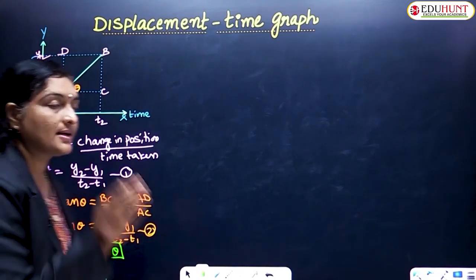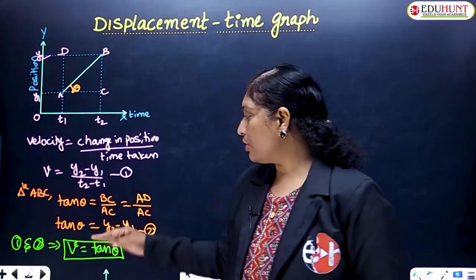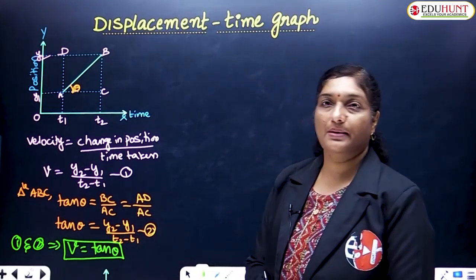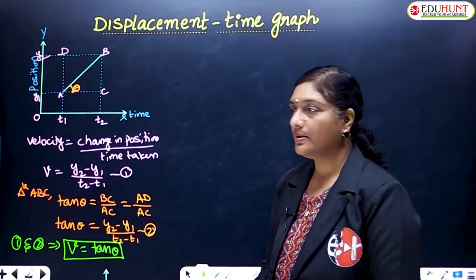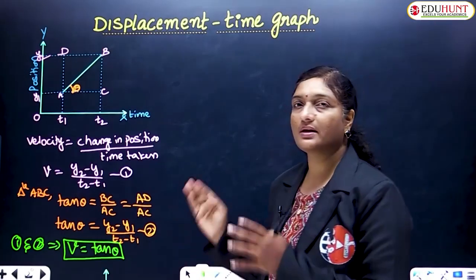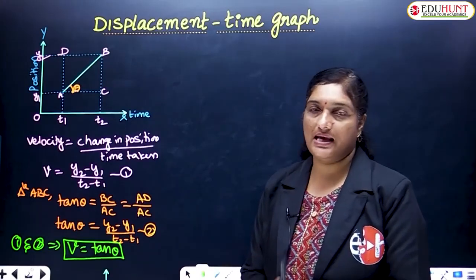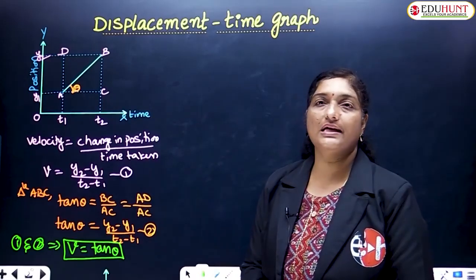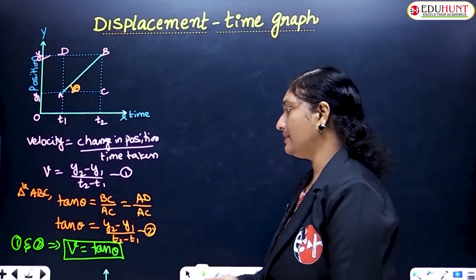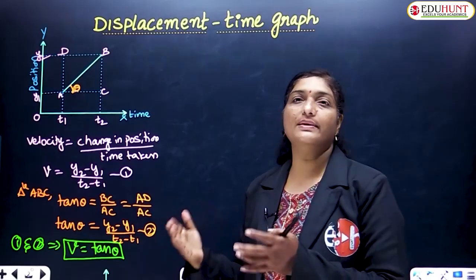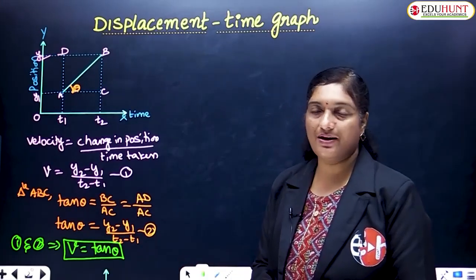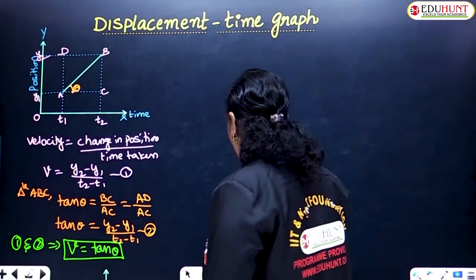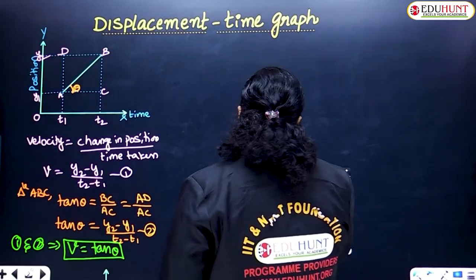So that means tan theta is nothing but the slope of the graph. The slope of the graph is nothing but velocity. So velocity is nothing but the slope of a graph. Clear, children? The slope of a position time graph always gives velocity. I repeat, the slope of a position time graph always gives velocity. I can also say it the other way: the slope of a displacement time graph also gives velocity. Velocity is nothing but the slope of the displacement time graph. So note this point, children. Well, moving to the next concept.